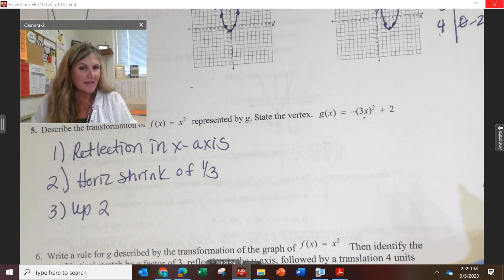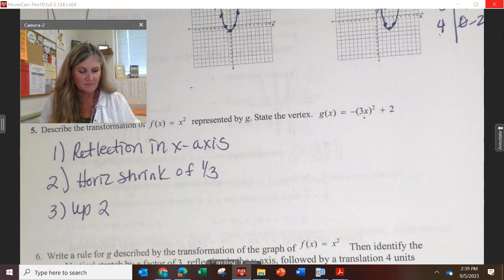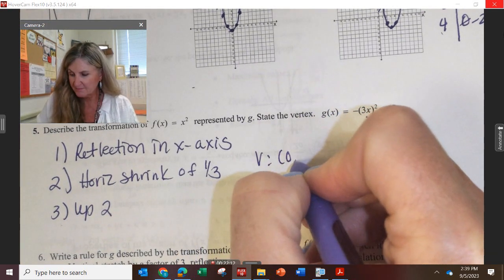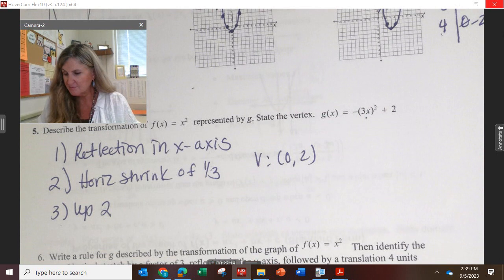And then the last thing they asked us for was the vertex. You guys know what the vertex is? It is 0, 2. No, it would just be 0, 2.